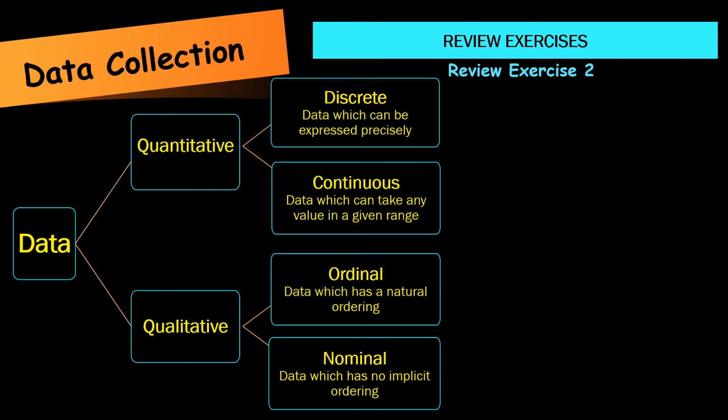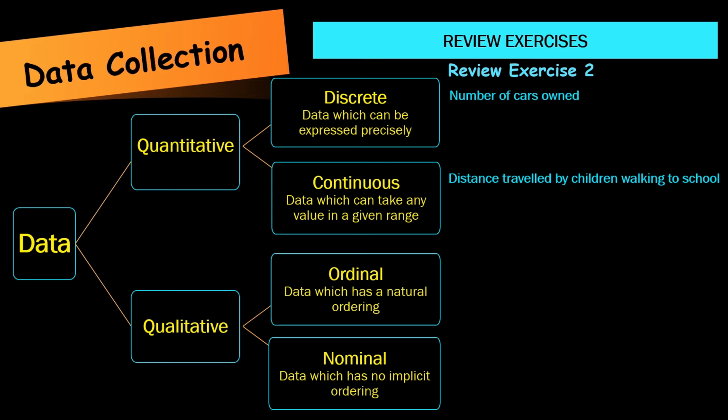And now for review exercise 2. The number of cars owned is discrete data. It's specific, we can't take it to extra degrees of accuracy. So we can't, for example, say 2.3 cars.